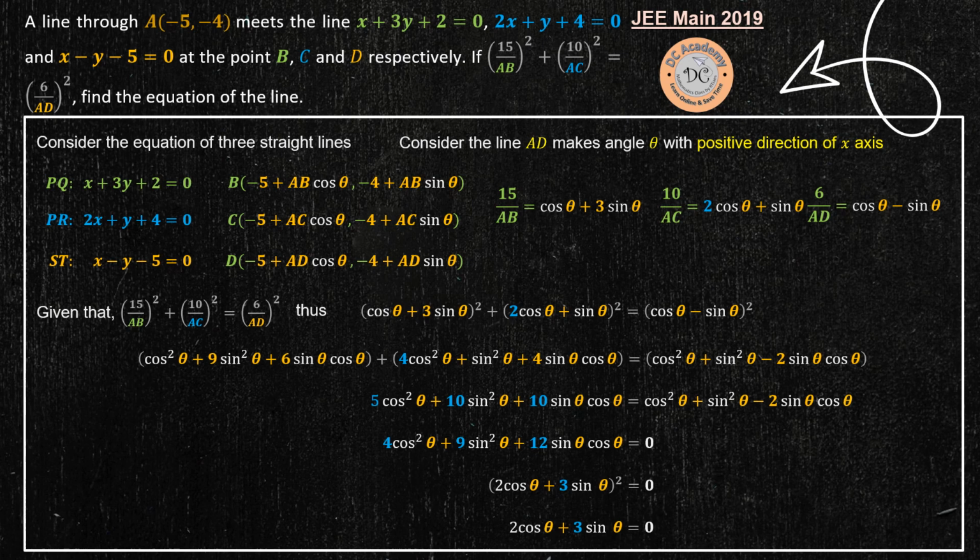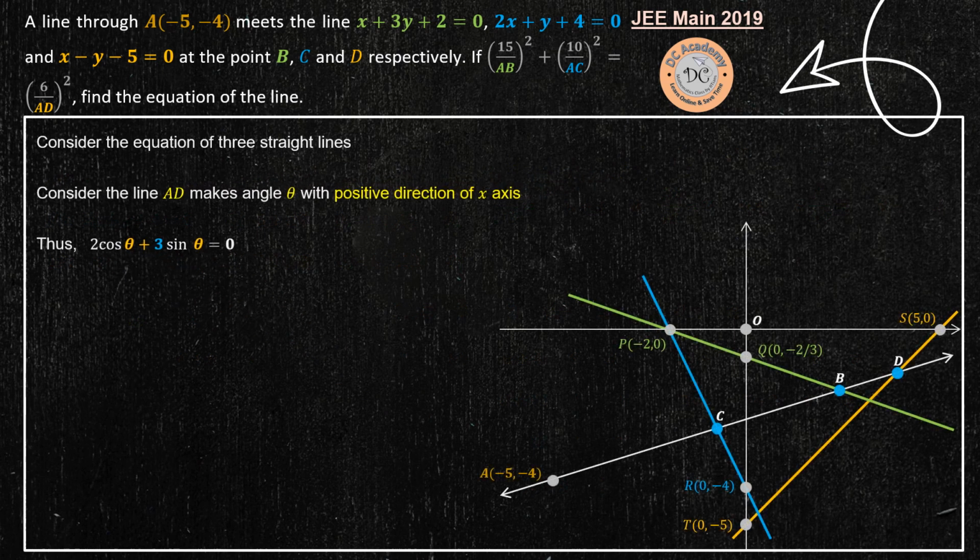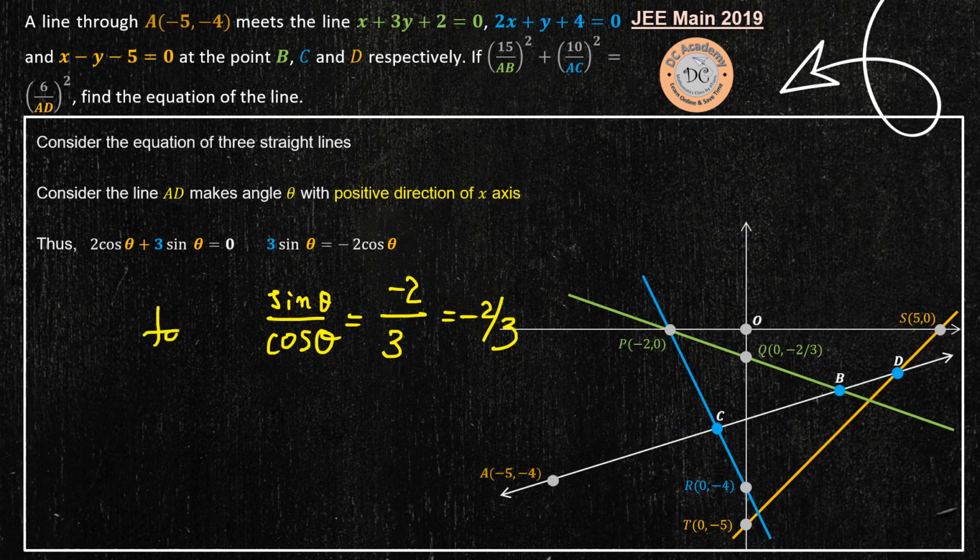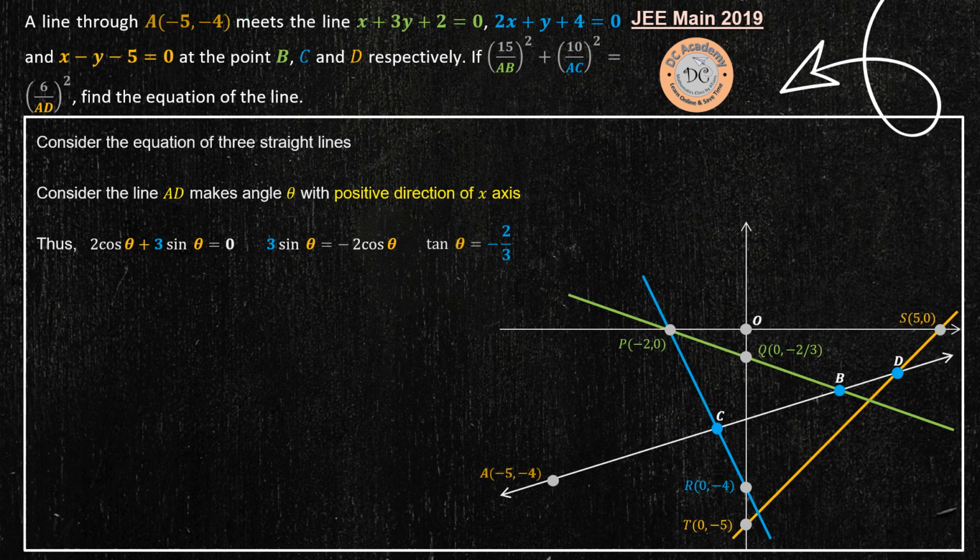So now we get a relation between sin theta and cos theta. Now our job is to find the value of theta or tan theta to find out the slope. 2 cos theta plus 3 sin theta we obtained as 0. So doing basic arithmetic, 3 sin theta is equal to minus 2 cos theta. Therefore sin theta by cos theta, which is actually tan theta, is equal to minus 2 by 3. Hence, we find out that tan theta is minus 2 by 3.